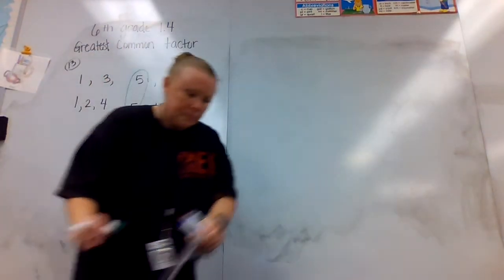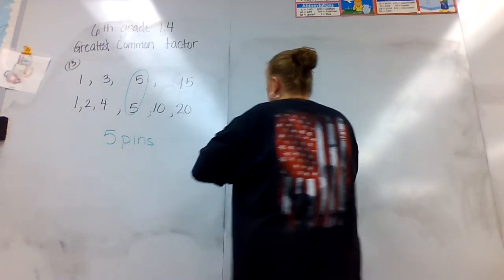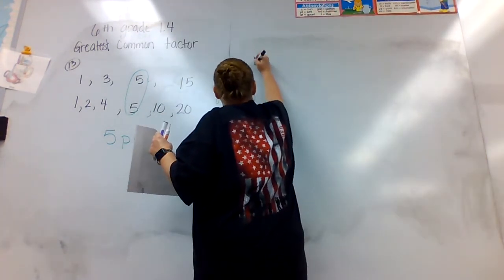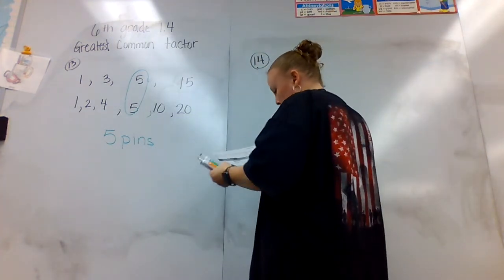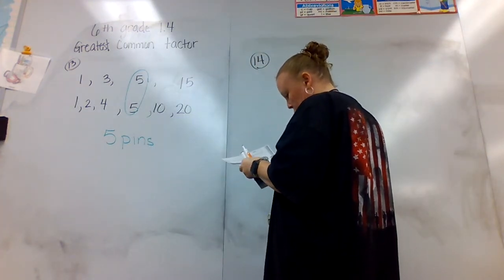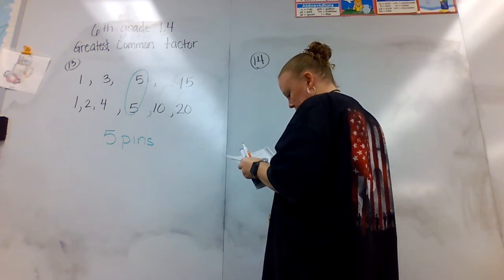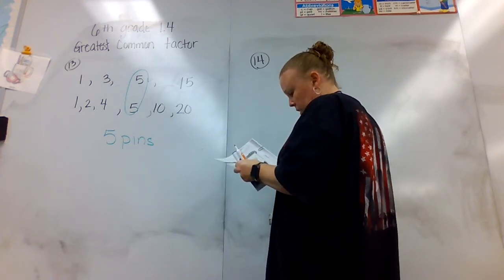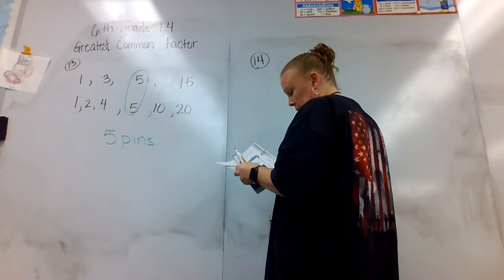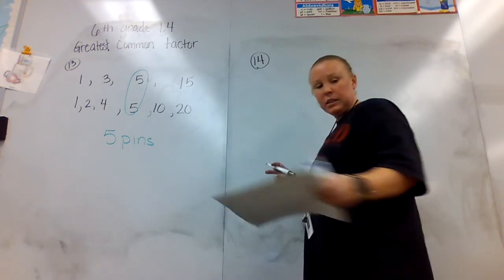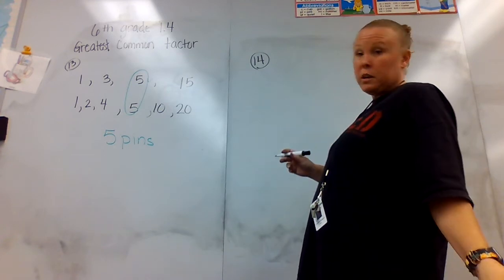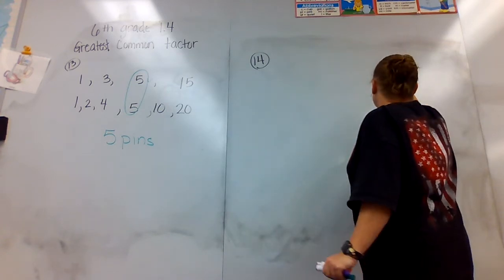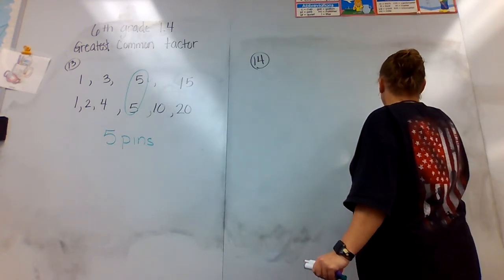All right, I'm going to come over here for number 14, okay? Okay. Number 14 says there are 24 6th graders and 40 7th graders. Mr. Chan wants to divide both grades into groups of equal size. What's the greatest possible number in each group? So we have 24 and 40. This time I'm going to be smart and put them down here to start with.